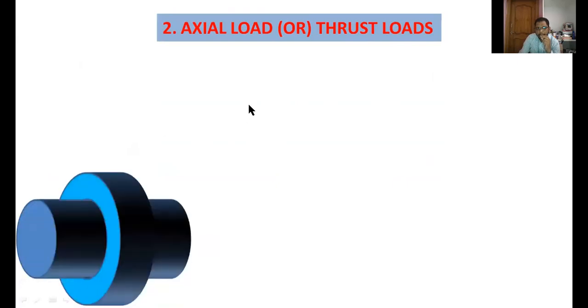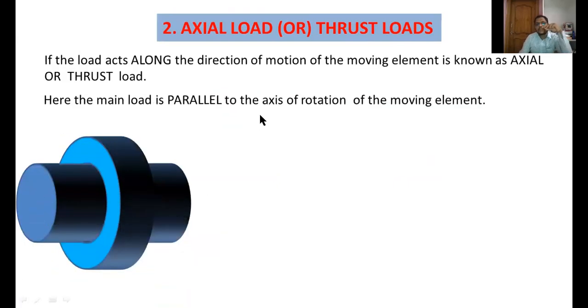Now coming to the axial load or thrust load. In today's session, I will explain about axial or thrust loads with examples. If the load acts along the direction of the motion of the moving element, it is known as axial or thrust load. Here the main load is parallel to the axis of rotation of the moving element.